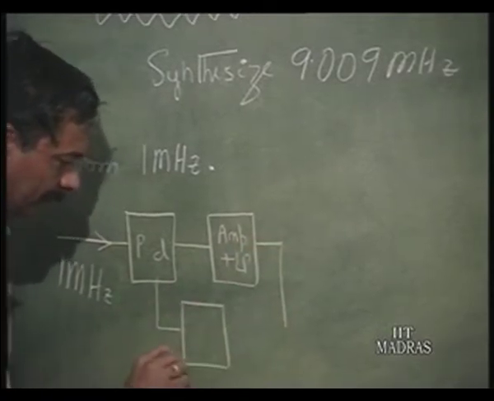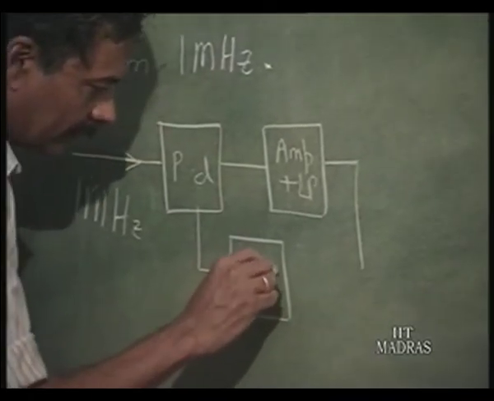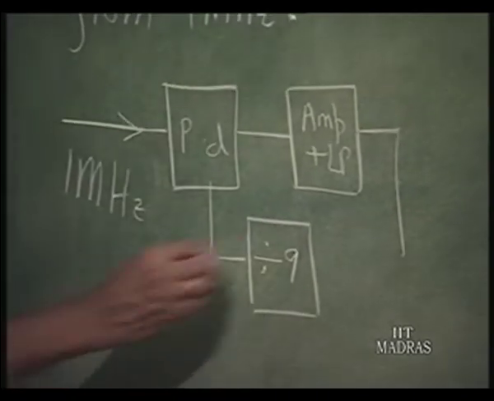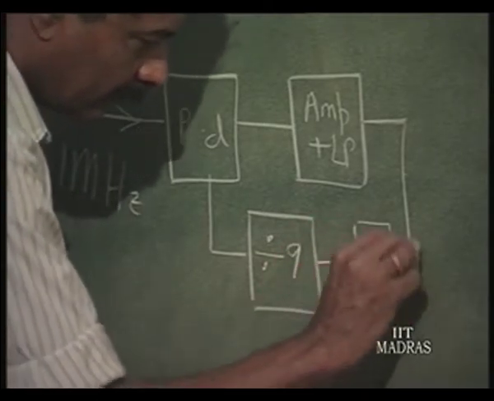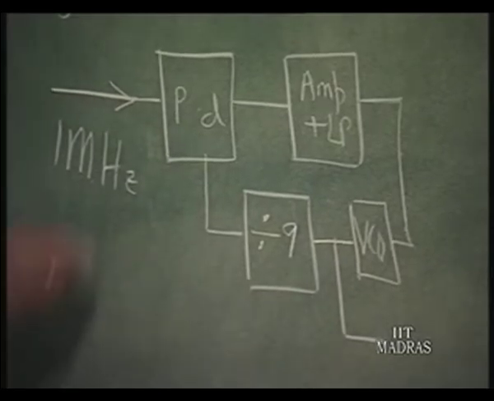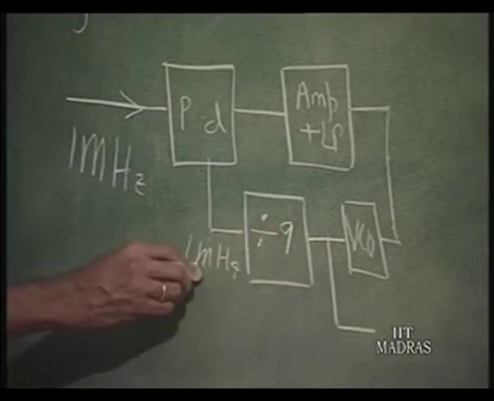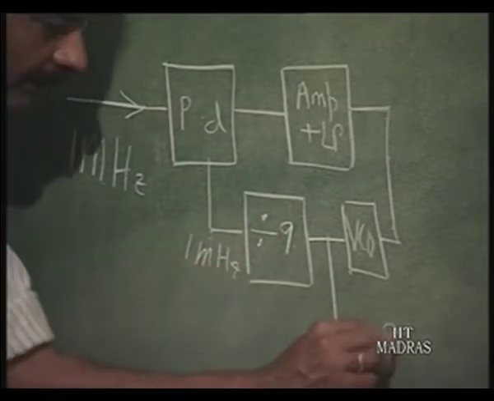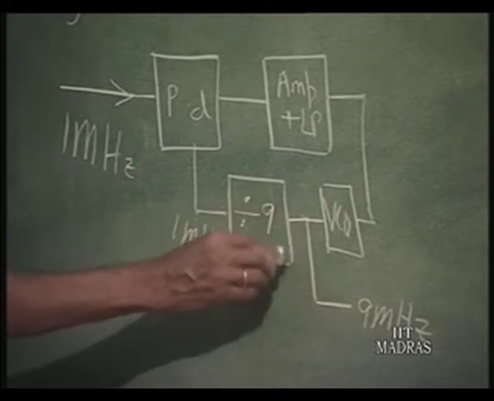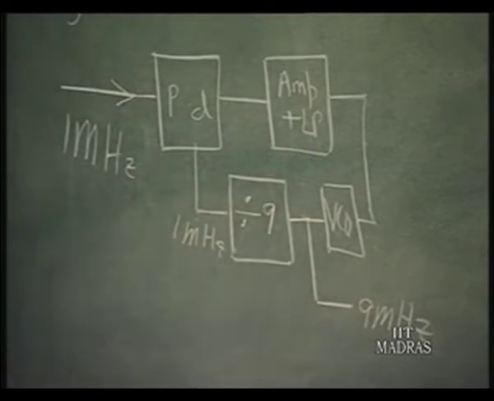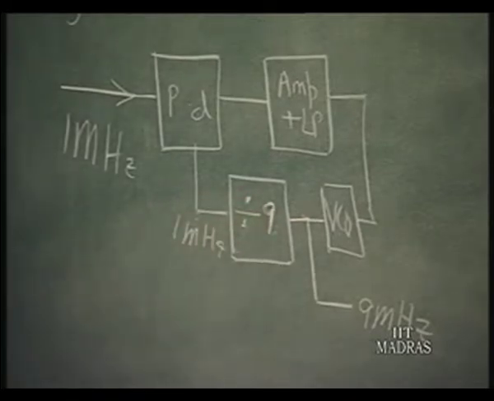Wherein I am putting in the feedback loop a divider by, let us say, 9, right? Divide by 9 counter and then the VCO, and take the output here. So, in this phase lock loop, this output is going to be 1 megahertz, and this is the division of this. So, this has to be 9 megahertz. So, I have achieved a multiplication by 9 easily by putting a divide by 9 counter here. So, 9 megahertz has been obtained.